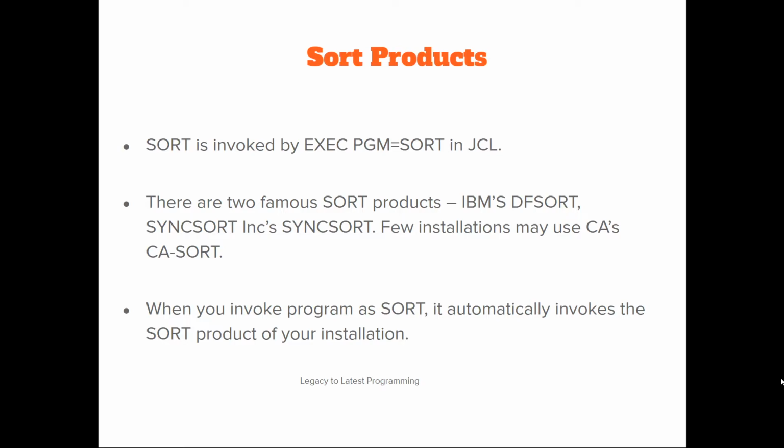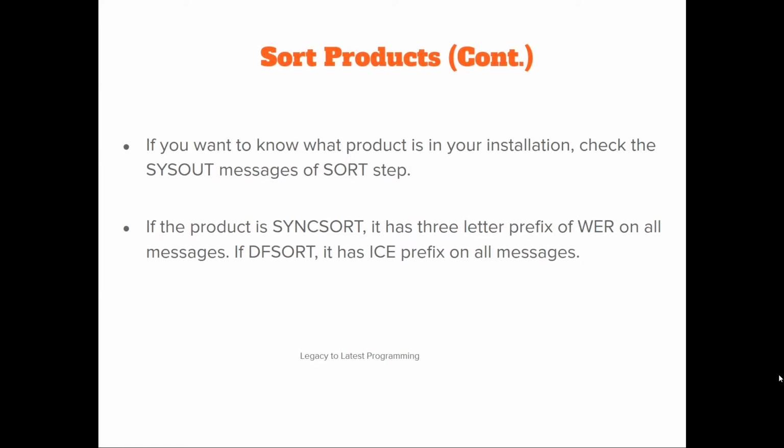So on invoking PGM=SORT, or even PGM=ICEMAN, which points to sort, it would take the appropriate sort which is installed in your environment. Most installations would go for any one type of sort so that we don't need to pay extra, since mostly they are quite similar. Based on the message prefix that appears on the sysout of your sort step, you can determine which installation is available in your environment. WER would be the message prefix for SyncSort, whereas ICE would be the message prefix for IBM's DFSORT.